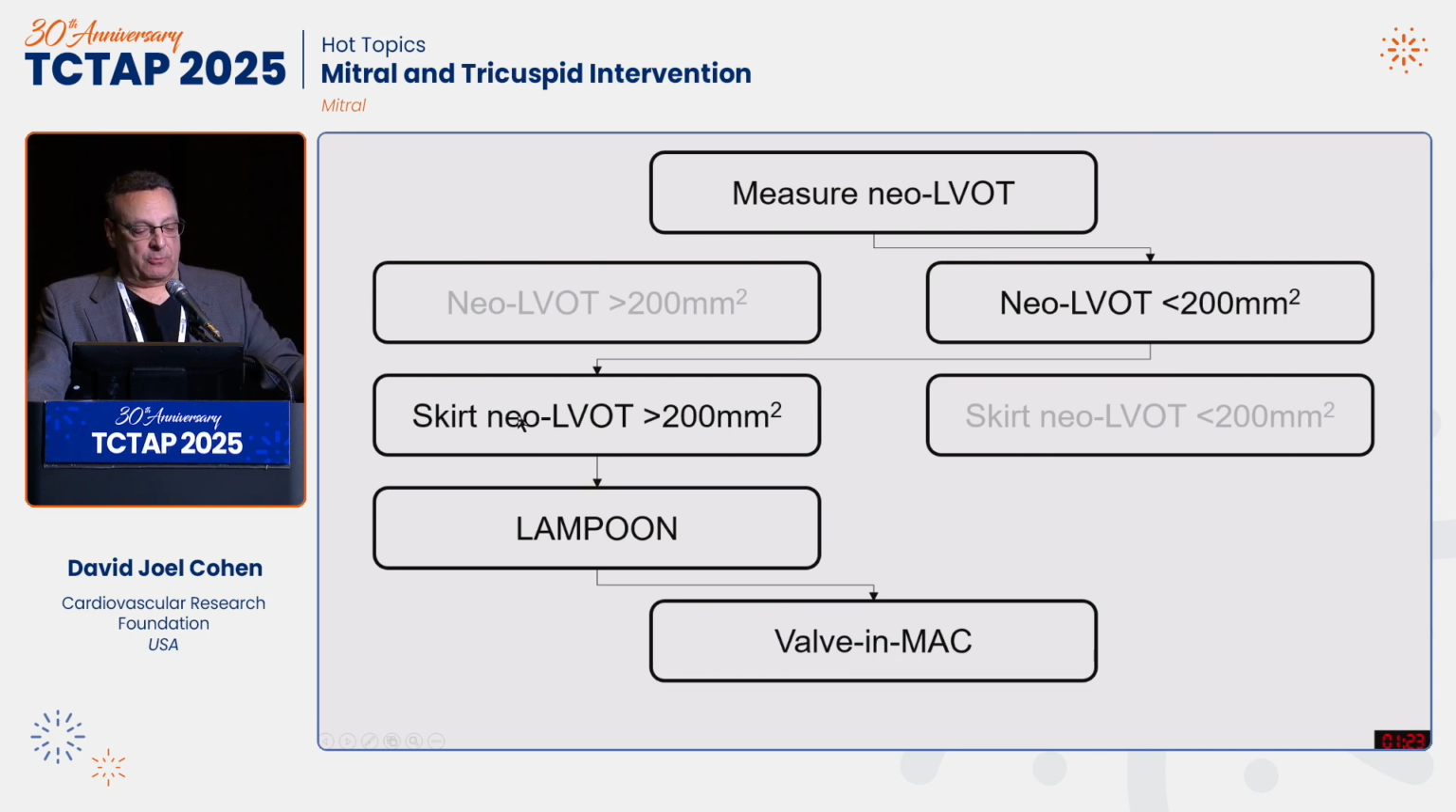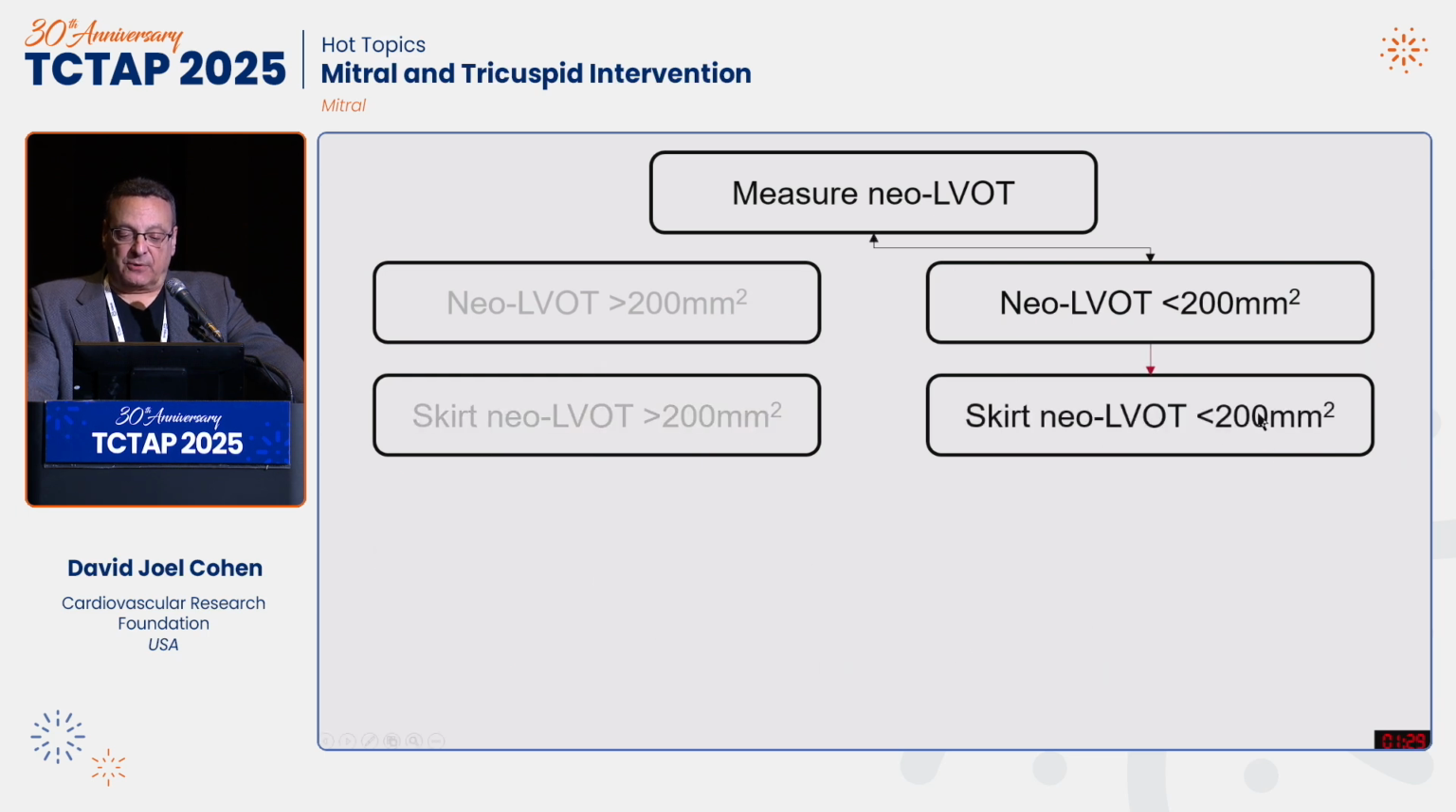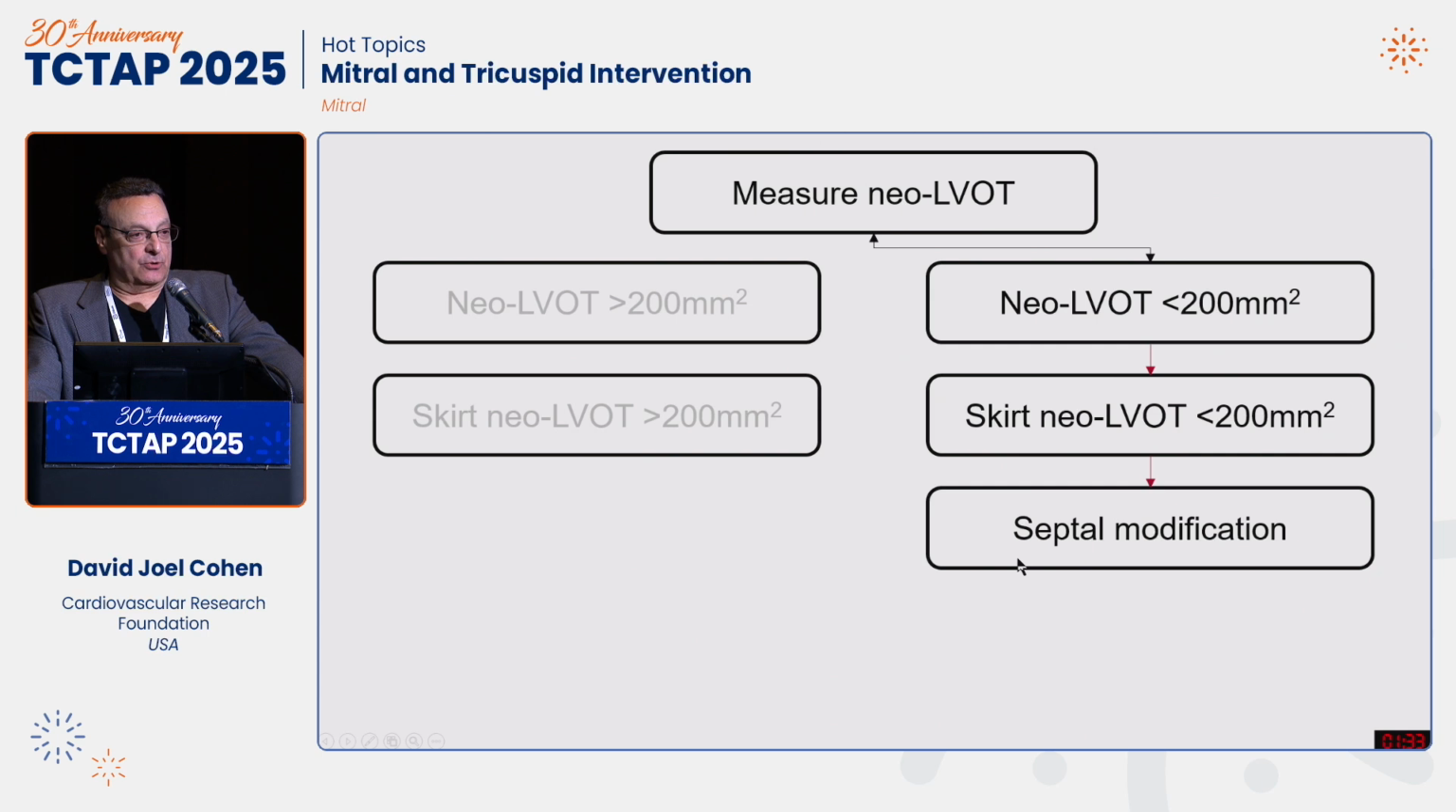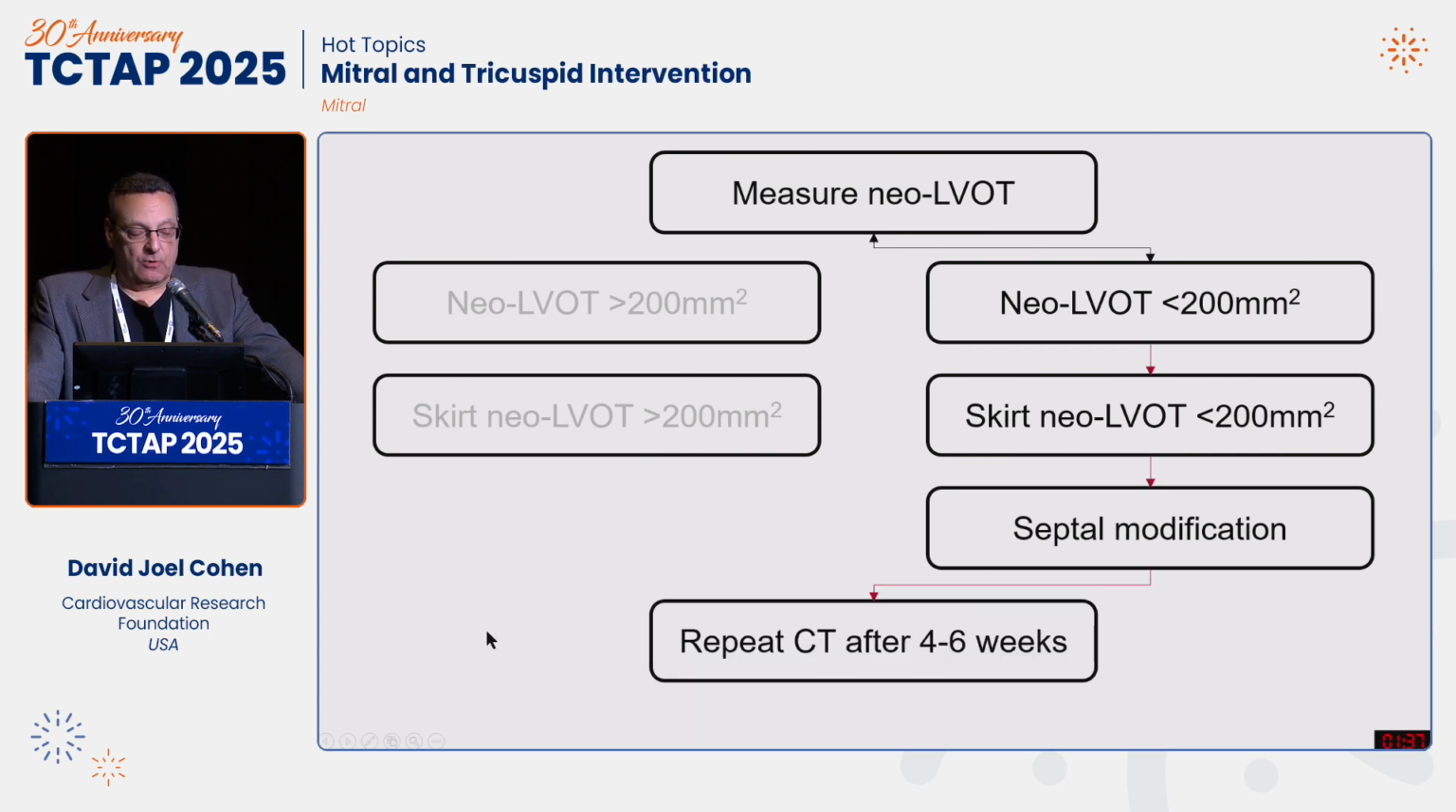So if the anterior mitral leaflet is a problem, then we do LAMPOON, as we just saw, and then we can proceed with valve in MAC. On the other hand, if we have a small skirt neo-LVOT, we have to modify the septum, so we can either do alcohol septal ablation or, these days, most commonly SESAME. Repeat a CT after 4 to 6 weeks to see how that is healed, reassess the neo-LVOT, and hopefully you're in good shape to proceed at that point. And that's where I'll stop. Thank you very much.